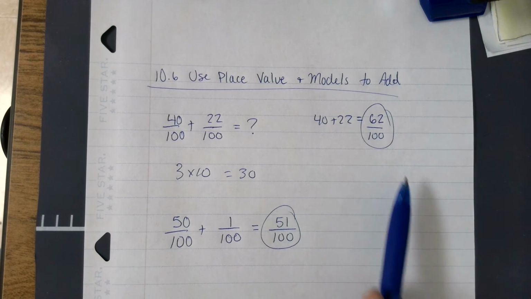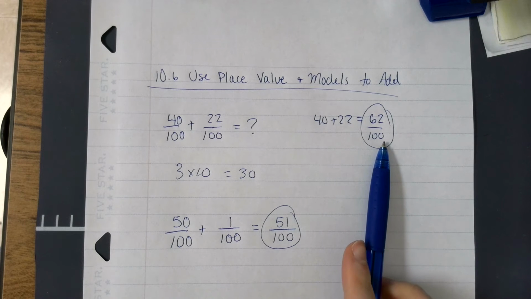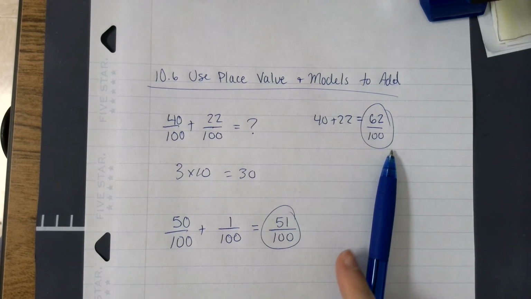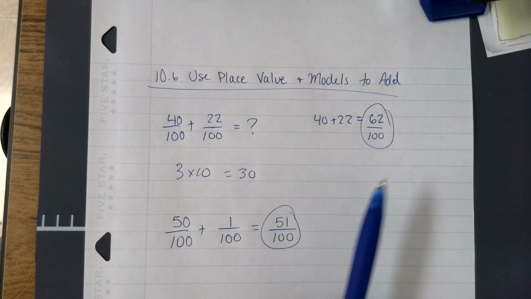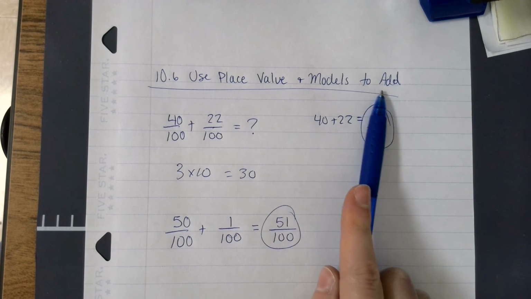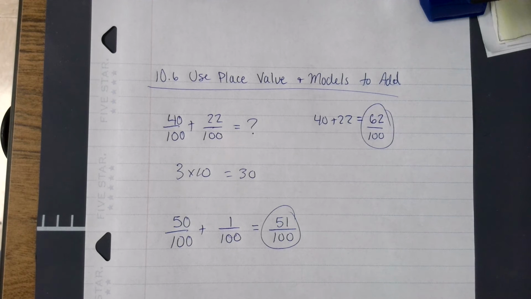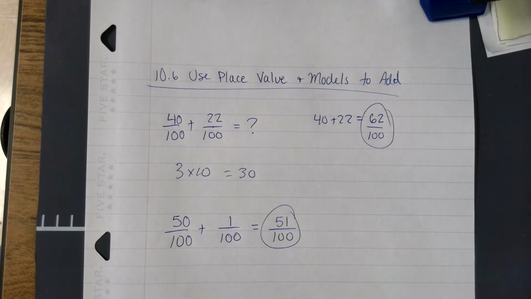Now you may think like, ooh, these are both even numbers up here, 62 over 100, I could simplify. Our goal for this lesson is to just use place value models to add. We're not worrying about simplifying in this lesson, so congratulations, you don't have to simplify. We're going to do one more example.